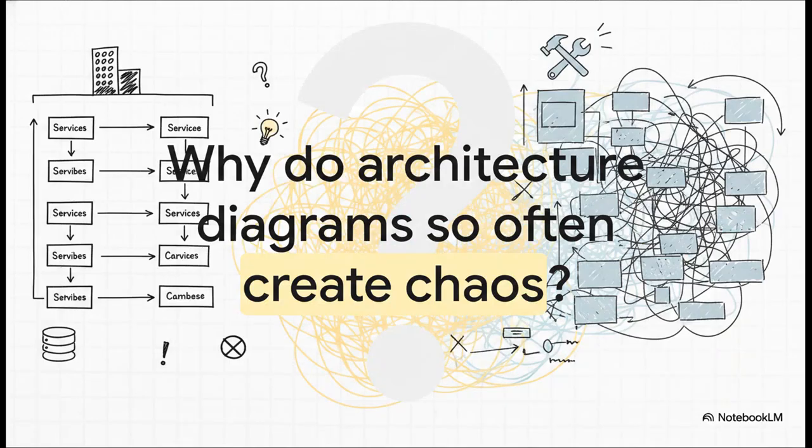And that really is the million-dollar question we're tackling. I mean, these diagrams are supposed to be our blueprint, our single source of truth for building really complex stuff. So why on earth do they so often end up creating more confusion than clarity?